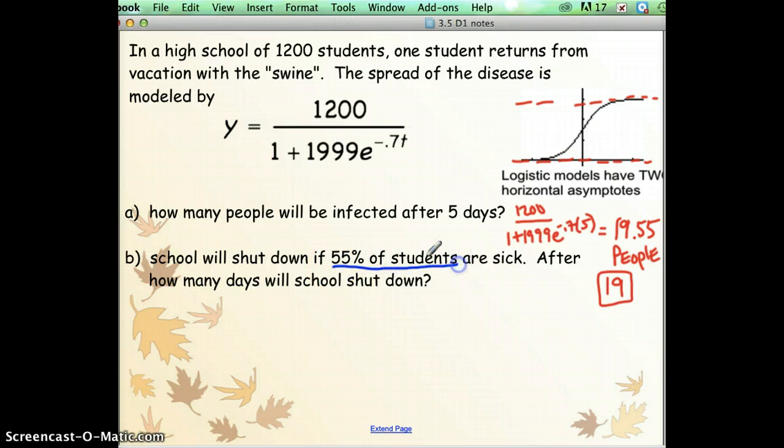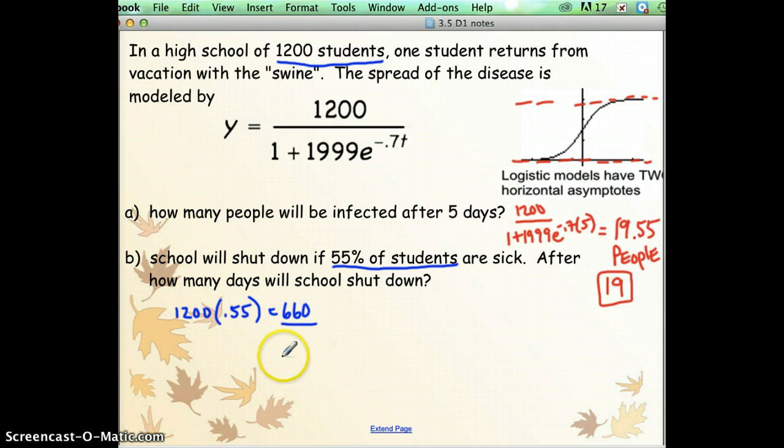55% of the students, how much is that? Well, we have 1,200 students. So what's 55% of 1,200? We would multiply by 0.55. 1,200 times 0.55 is 660. Okay, so when it reaches 660 students, we need to shut the school down.